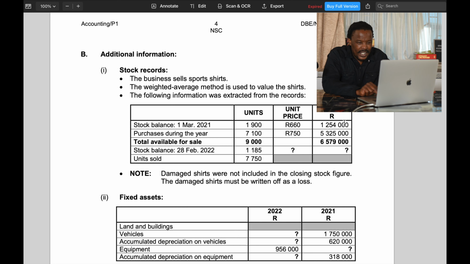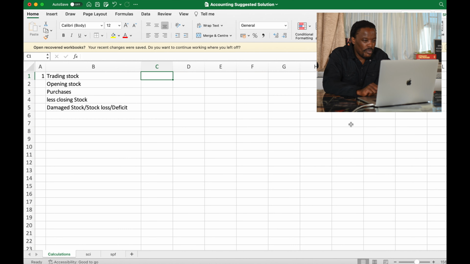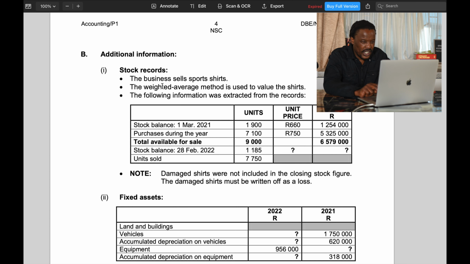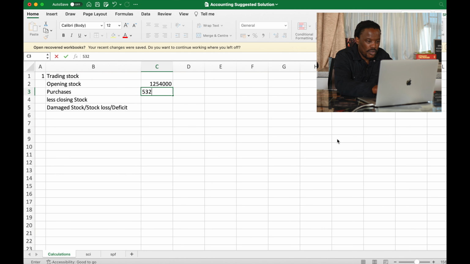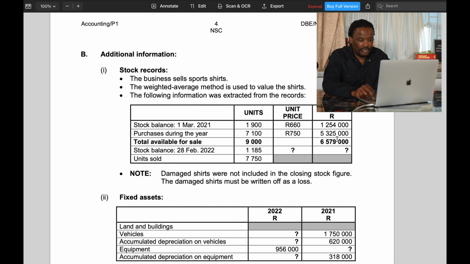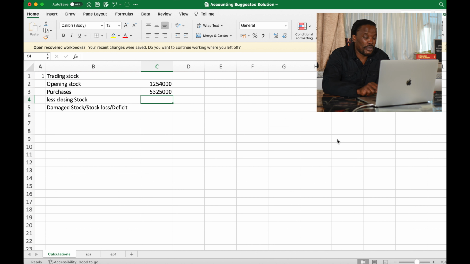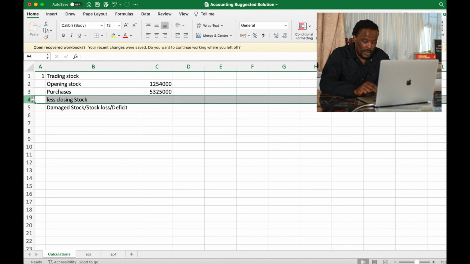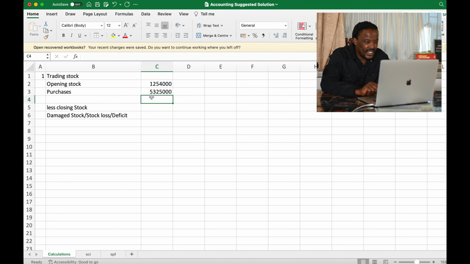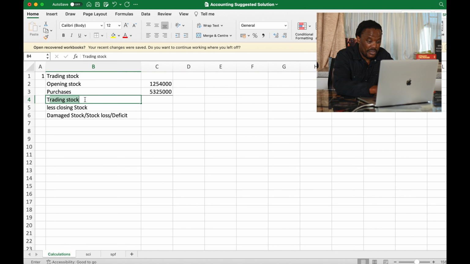Opening stock, units, price, 1254 million. There was purchases made during the year, 5325 million. Is that so? And they say total available for sale, which is what I like here. Let's just put in a column and add them together, and that is the total available for sale, just for the sake of completeness.